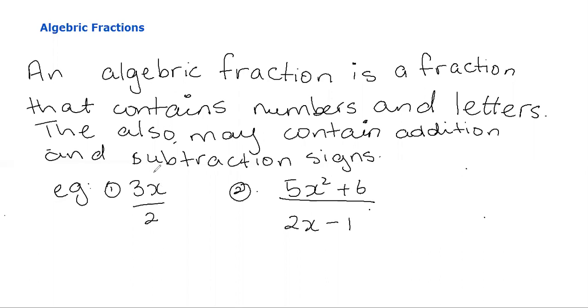This one doesn't contain any takeaway or plus signs, right? So just letters and numbers for this one. However, they may, like in example 2, they may contain both letters, numbers, and they might also contain addition or subtraction signs. So for example, this one, 5x squared plus 6 over 2x minus 1. So this is a fraction as well. So it's an algebraic fraction.